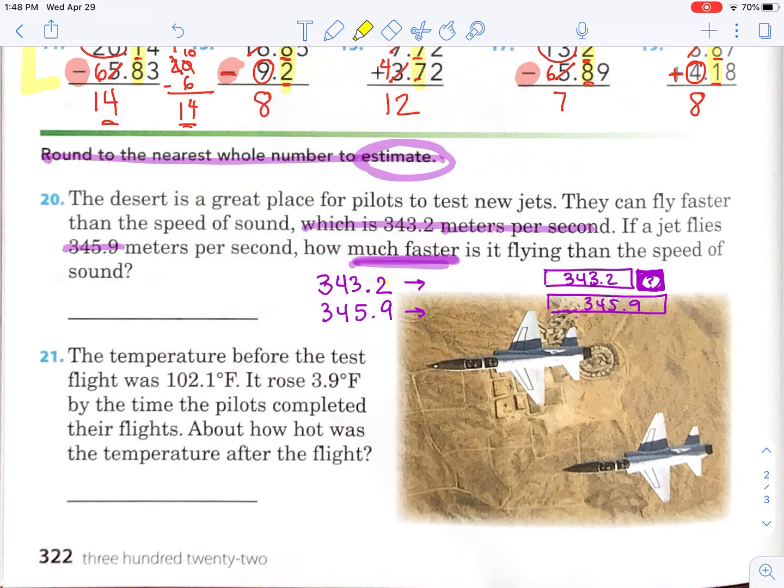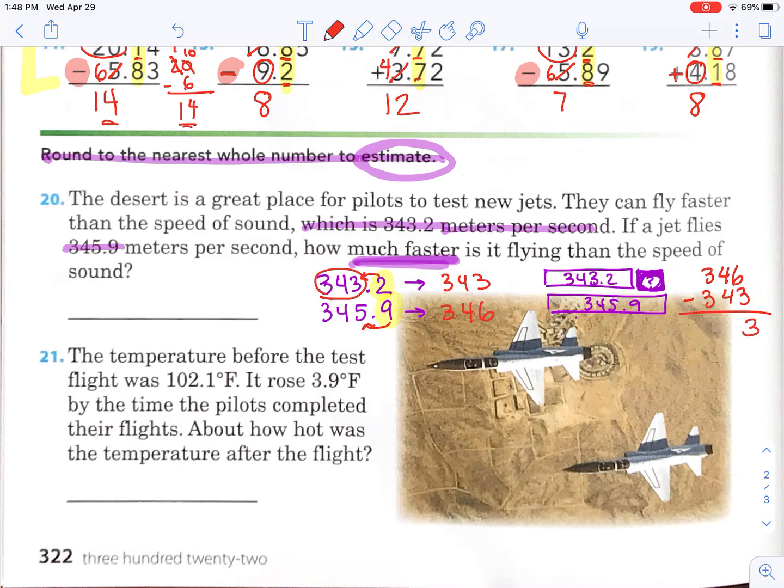And what do we look at, boys and girls? We look at the bossy tenths place, remember? 4 and down, round down. So that actually stays the same. 5 and up, round up. So this becomes 346. This stays 343. And if I had thought through this, I could have actually flopped the numbers. So we're taking the bigger number minus the smaller number. So the math equation would be 346 minus 343. And what would I get?